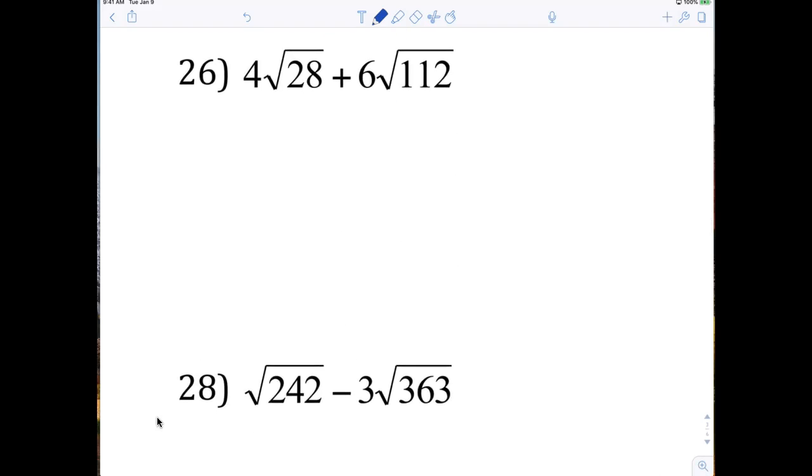Now, yesterday I showed you a little trick with this. 28 breaks down to what? 4 times 7. Good. So the square root of 4 becomes 2 times 4 is... So everybody see how that breaks down to 8 radical 7? Is everybody okay with that?